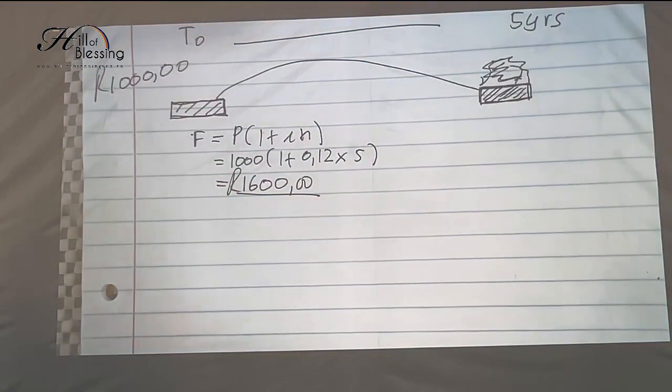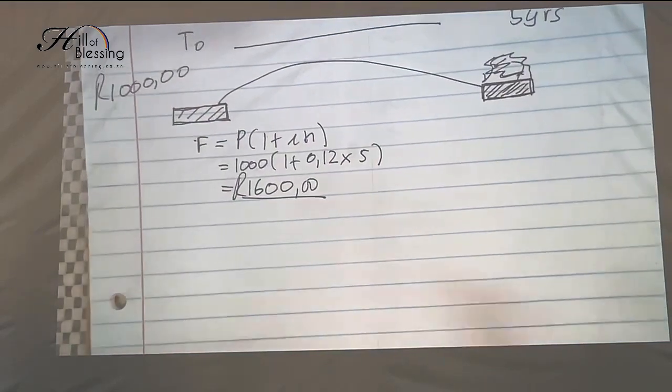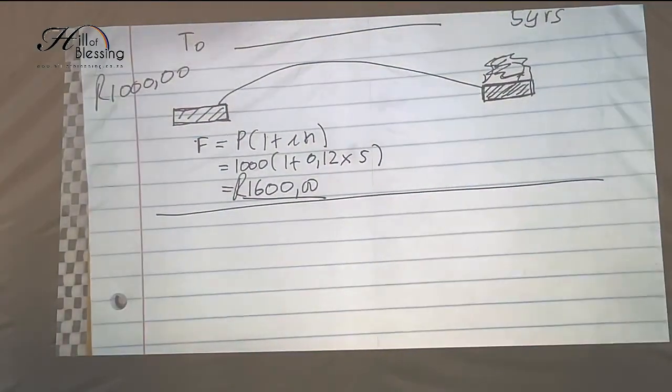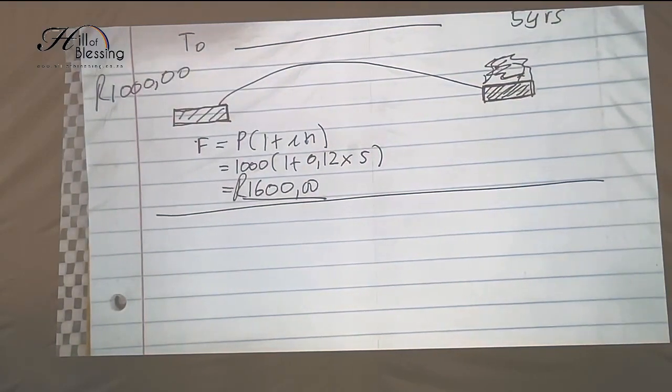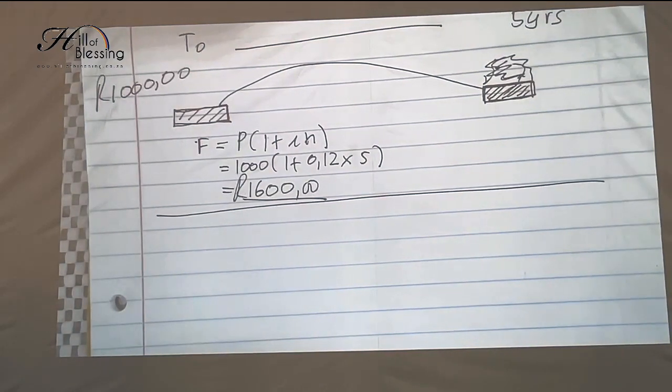Now, let's take that same investment, and this time we want to invest it at compound interest. Now, the key words there are simple interest, one amount, invested for a period of time. You get that at the end of the investment period together with interest.